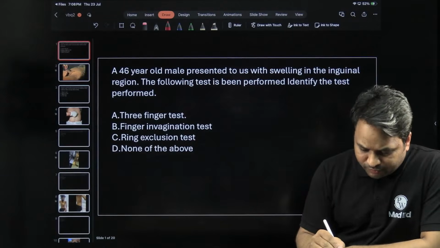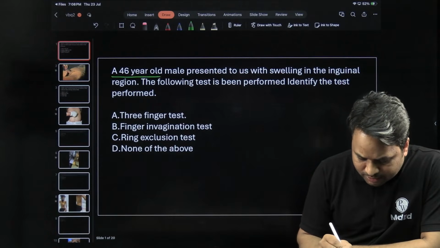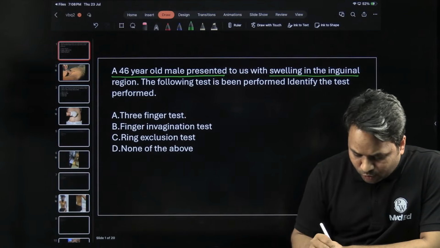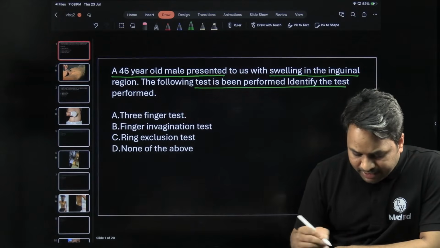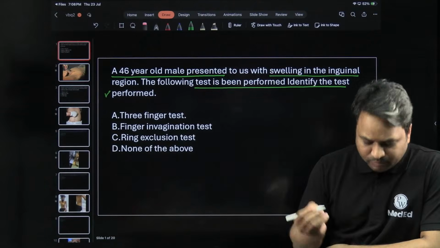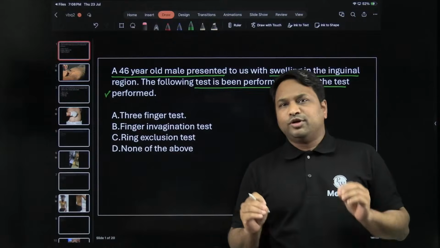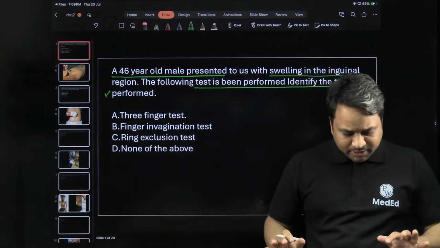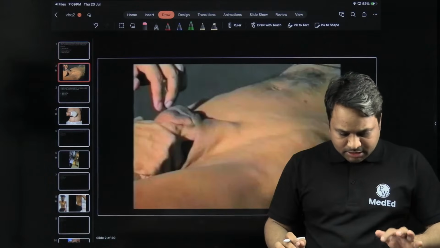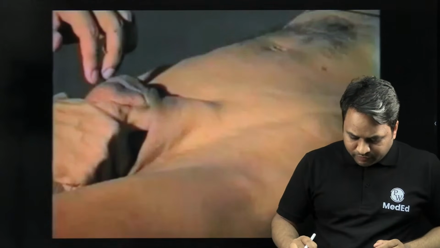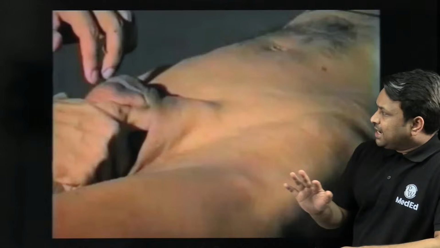I have a 46 years old male presented to us with swelling in the inguinal region. The following test has been performed. Identify the test performed. So it's simple. I'm going to show you a test of the inguinal hernia and you have to tell me what test this is. As simple as that. Now the video is this. It's a very short video and I want you to observe what is happening.